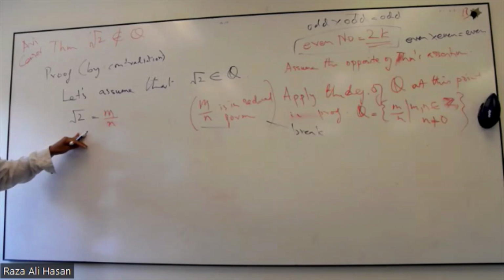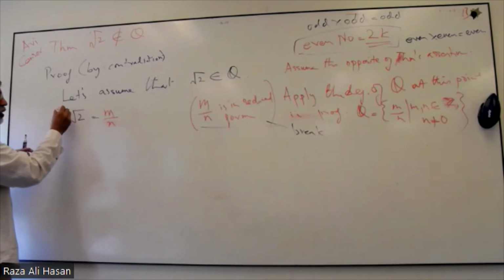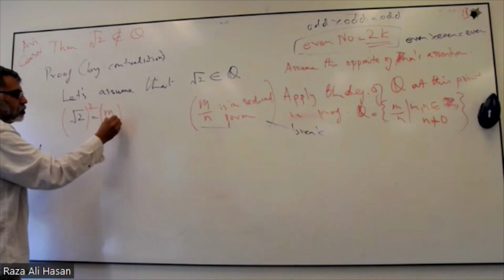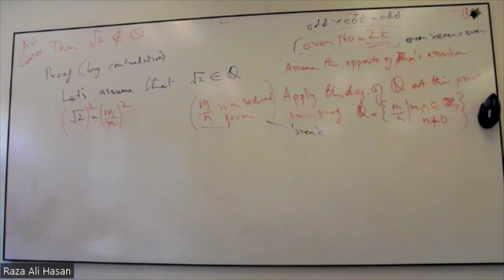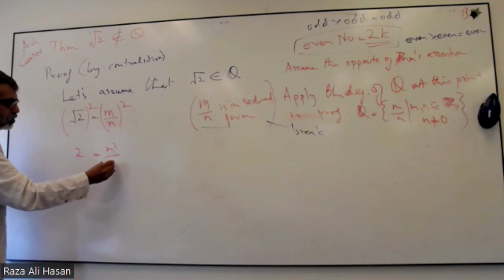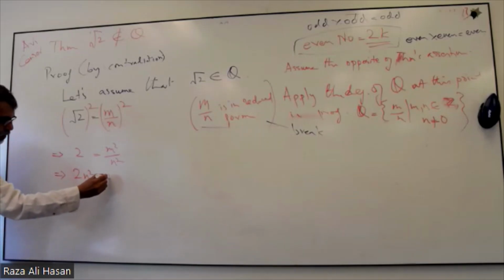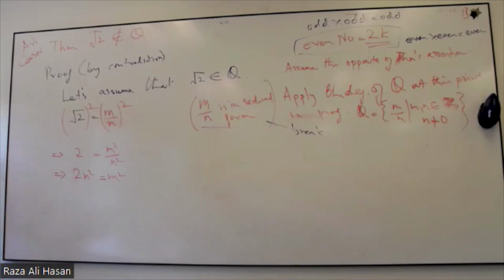So we can do, we could square both sides, which gets us 2 here, m squared over n squared. And we're like, okay, what's next? Well, we could do what Emma wanted. We've got this. Yes.